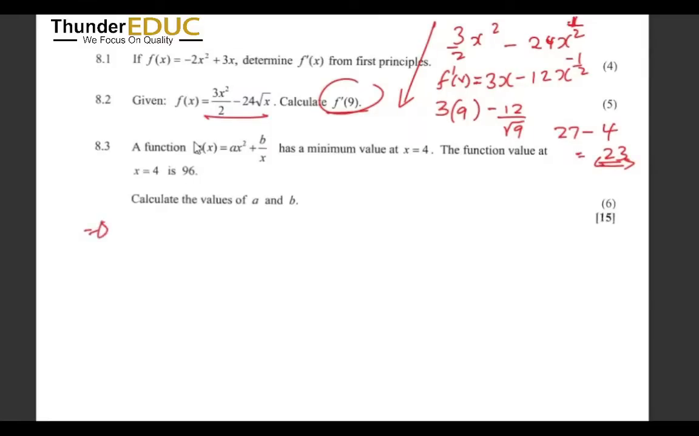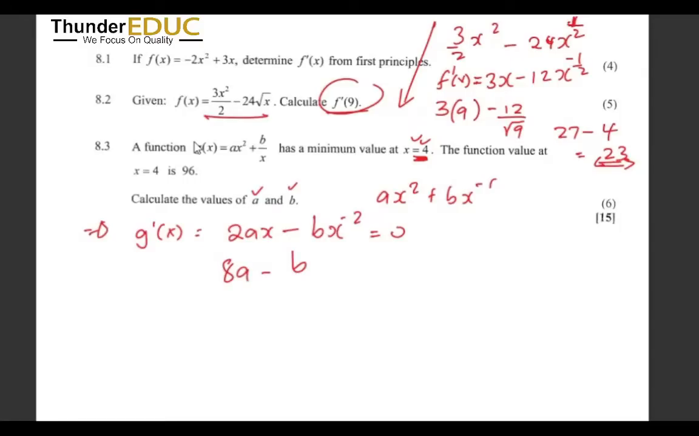Then 8.3, if we are given ax squared plus b over x as a minimum at least. So let's start with this condition, minimum of that, because we need the values of a and b. For the minimum, we need to find the first derivative, which is going to be 2ax. Remember, that is x squared plus bx negative 1. So that's going to be minus b, x minus 2. Let's replace x with a 4 and equate this thing to a 0. So that is 2 times 4, which is 8a, minus b over 4 squared, that is a 16, is equal to 0.